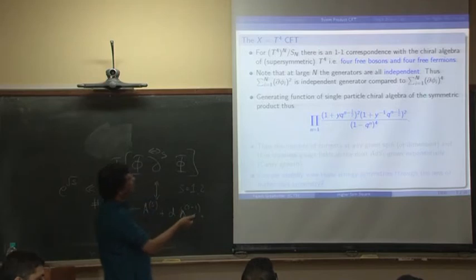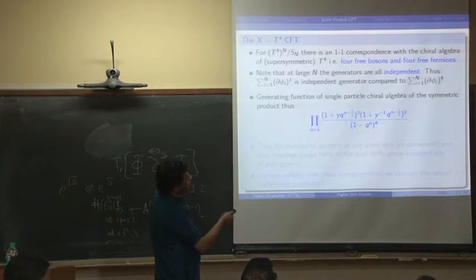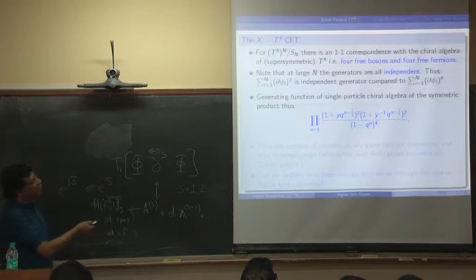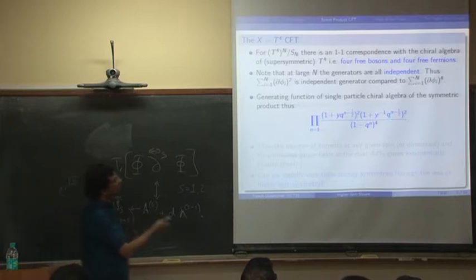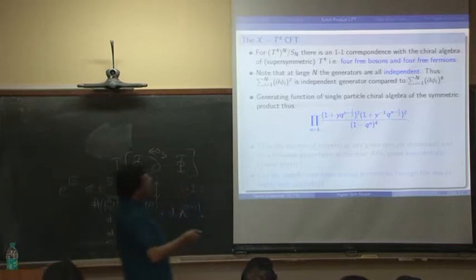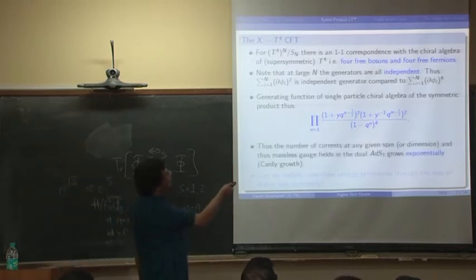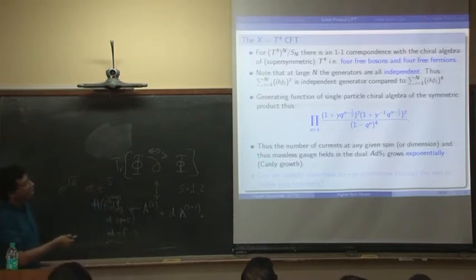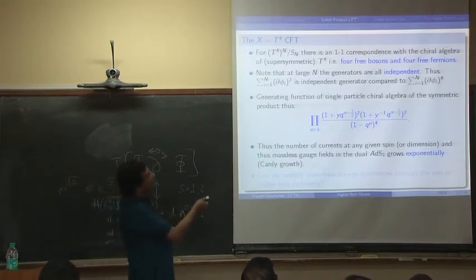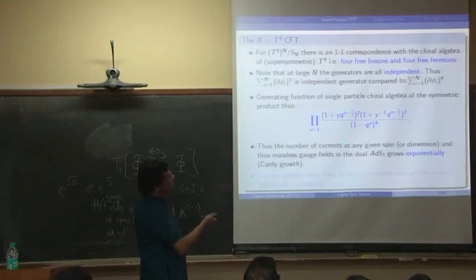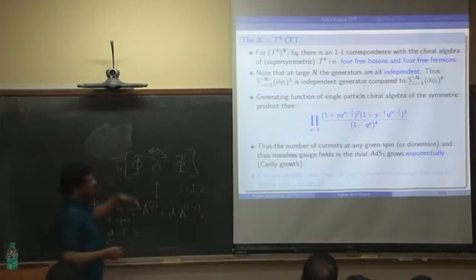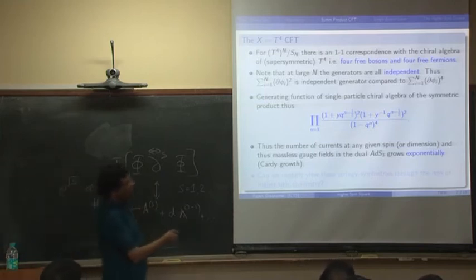In the T4 theory, the generating function for the chiral algebra is just those of 4 free bosons, which is this denominator, and 4 free fermions weighted with some chemical potential, so those are the things in the numerator. So the claim is that the number of currents at any given spin in this AdS3 theory can be read off from this generating function. These will give you the single particle currents, and therefore the massless gauge fields of the dual AdS3.